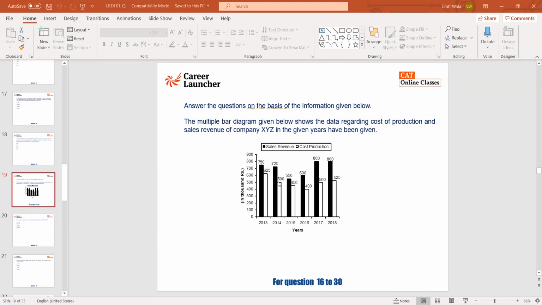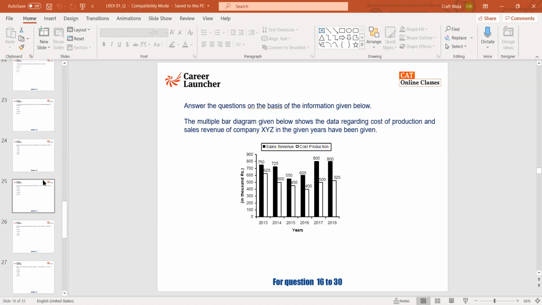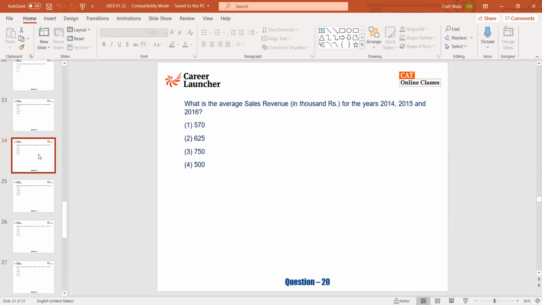Right, 625, 1125, 1125 plus this, so 1650, 1650, 17, 21, 30, 3500 is what it will come. So how many values are more than 500? Only the first and the last values are more than 500. So your answer should be 2013 and 18, 2 years are more than 500. So that should be your answer. Next.